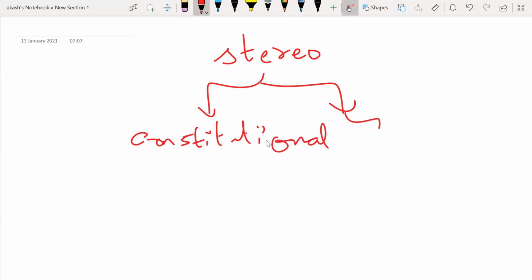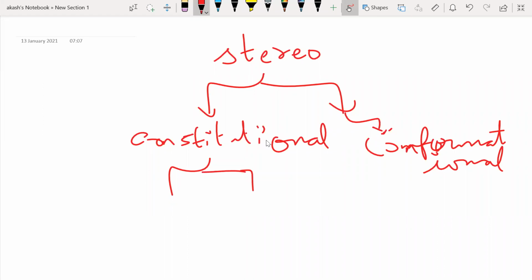Constitutional isomerism, and the other one is conformational isomerism. This particular thing is O, this is N, conformational isomerism. Now under this constitutional, again I have two types, that is your geometrical and optical.